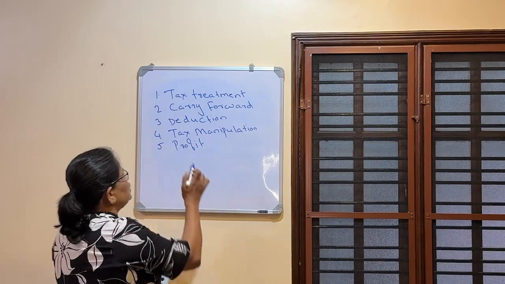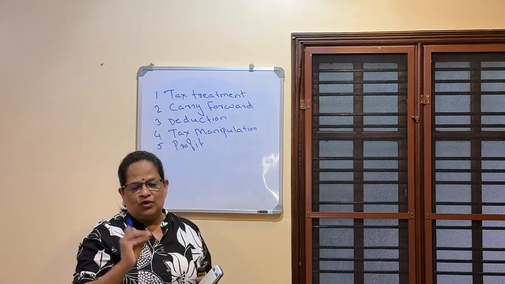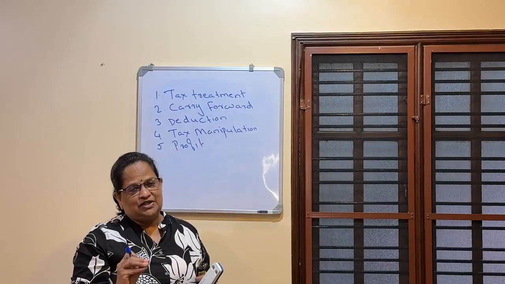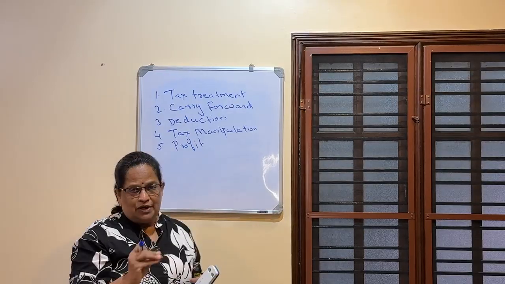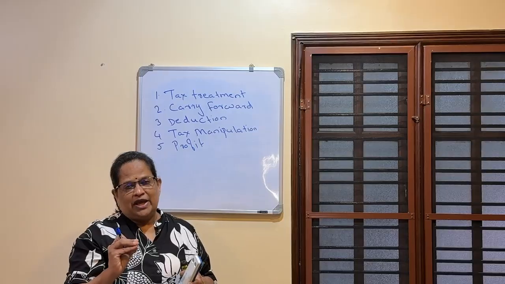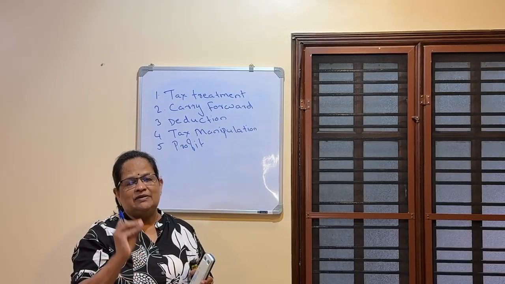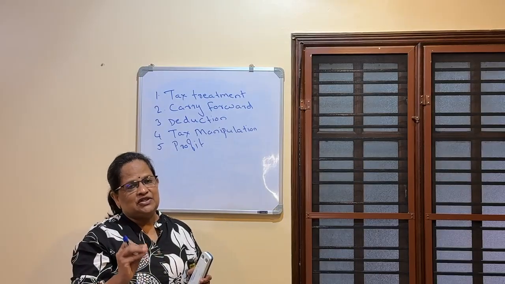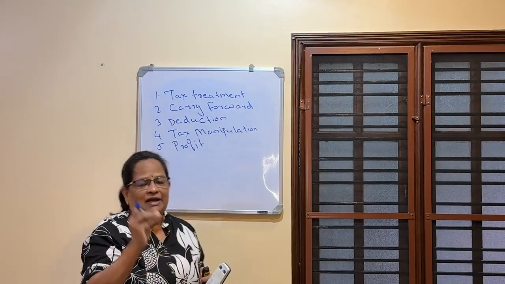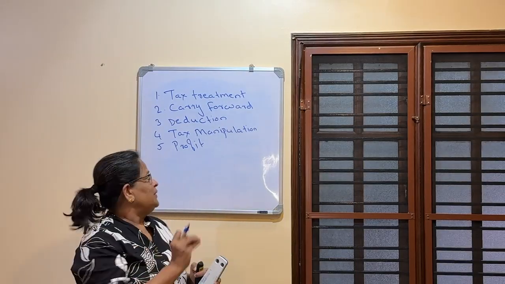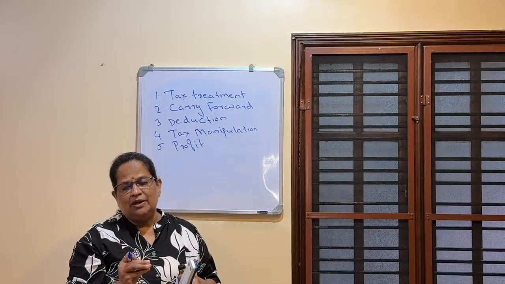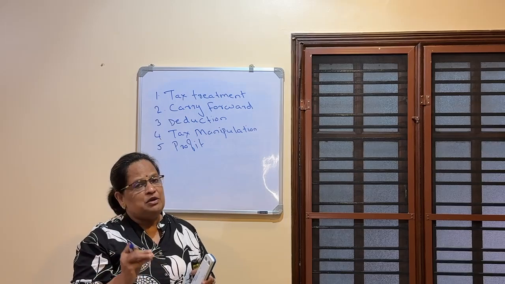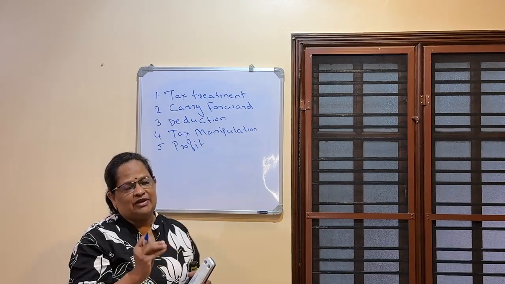So these are the 5 points we list. What is the reason for distinguishing between capital loss and revenue loss? First is tax treatment itself is different. Second is carry forward of losses. It's allowable for 8 years, but in the case of capital loss, it is adjusted only against capital gain. Business loss, revenue loss can be adjusted against business income. Third point is allowable deductions. The fourth is tax manipulation. If we are not distinguishing properly between capital loss and revenue loss, tax manipulation is possible. And fifth is it will affect the profit.